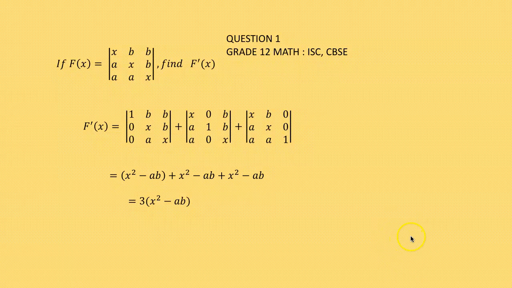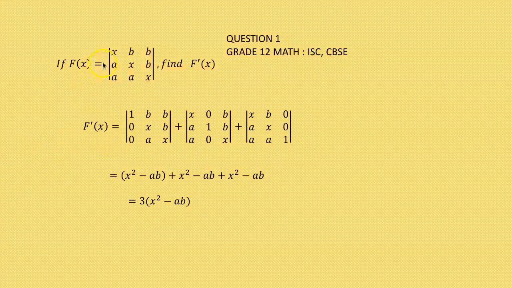Coming to problems, question 1. This is a topic in the grade 12 maths ISC CBSE syllabus. If f(x) equals the determinant x b b, a x b, a a x, find f dash x. Here we would be differentiating it column wise.